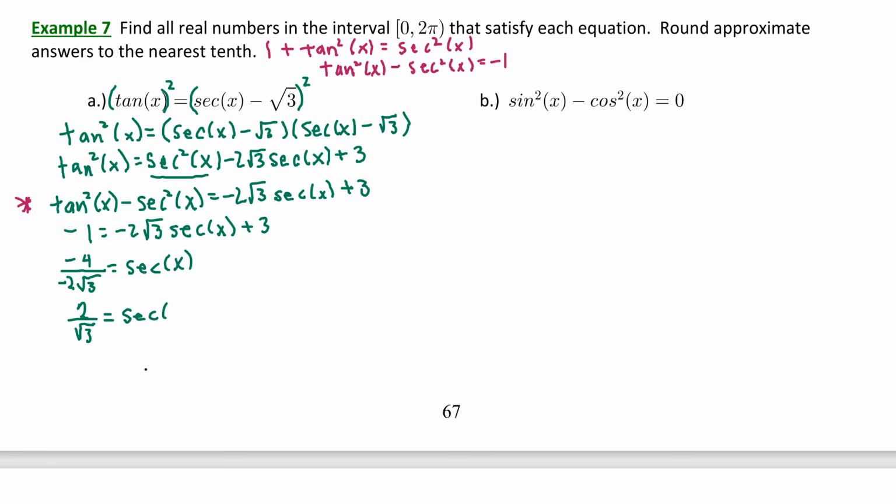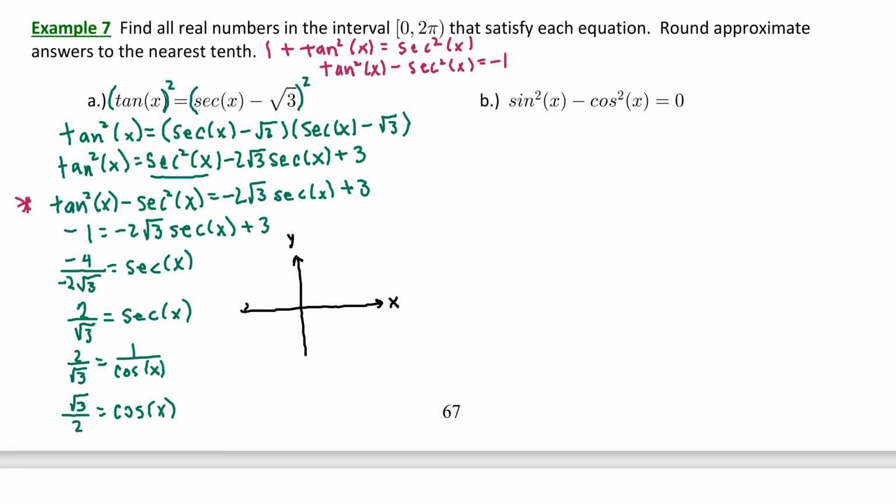Now recall, secant is 1 over cosine. In fact, I'm going to write it out to be clear on my next step. Secant is 1 over cosine. So now I can invert both sides of this equation. Square root of 3 over 2 then equals the reciprocal of the right side, cosine of x. Using algebra and trigonometric identities, we have whittled the original more complicated equation down to a very simple problem of finding all angles on the unit circle where cosine is equal to square root of 3 over 2.